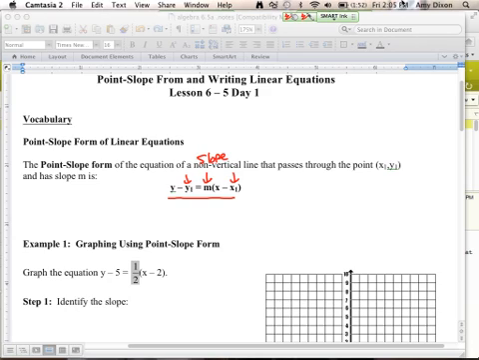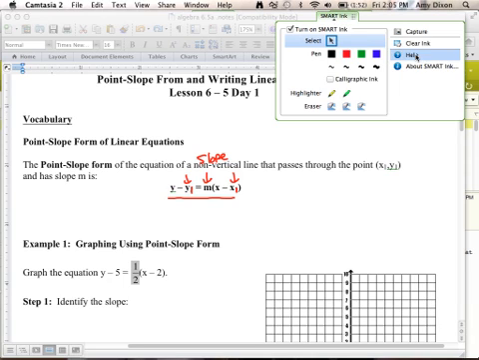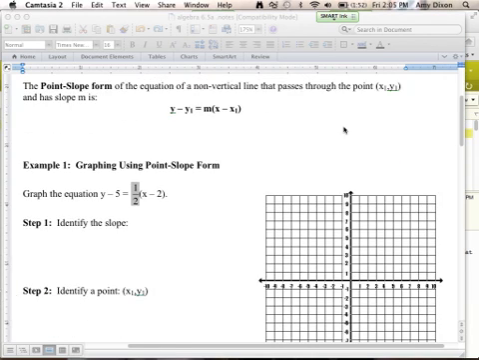Your y and your x always remain y and x, but the ones with the little 1 below them just represent the y and x coordinate of a point. So we're going to use this point-slope form to graph. We've graphed in all the other forms, so I'm going to show you how to graph using point-slope form.